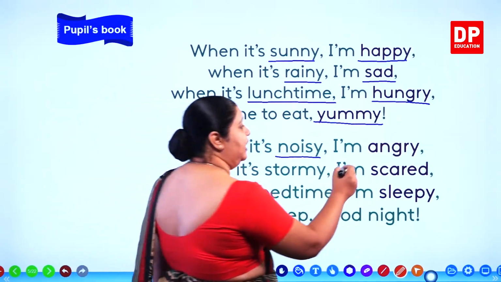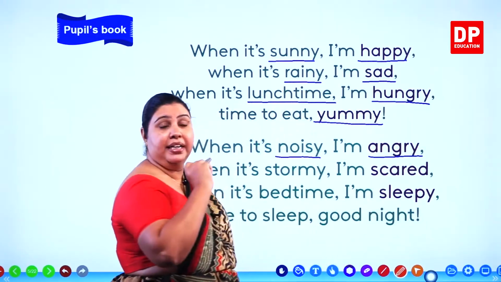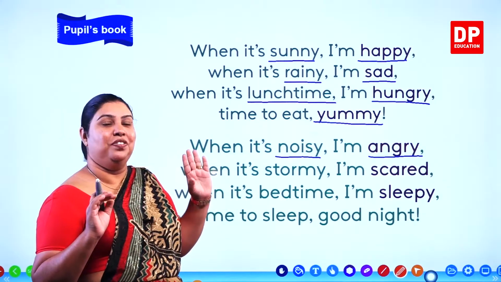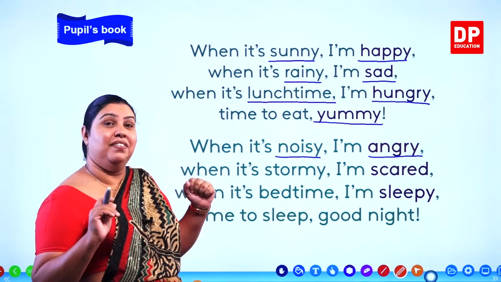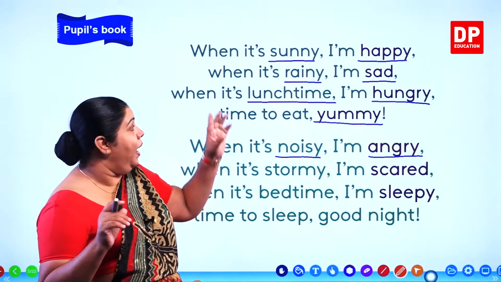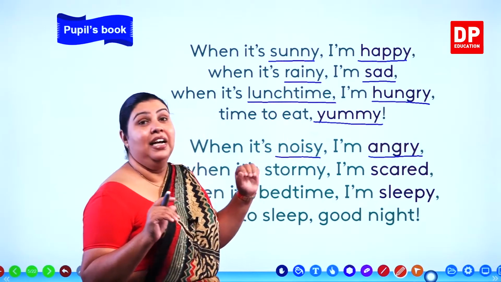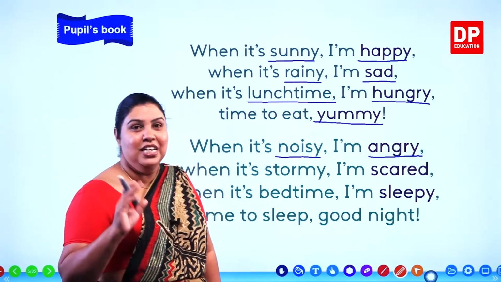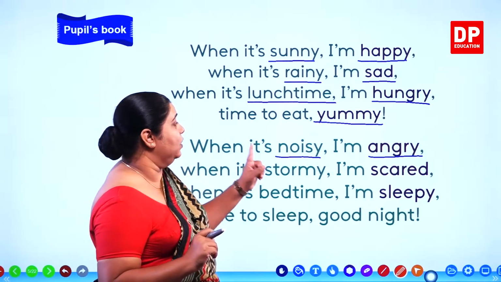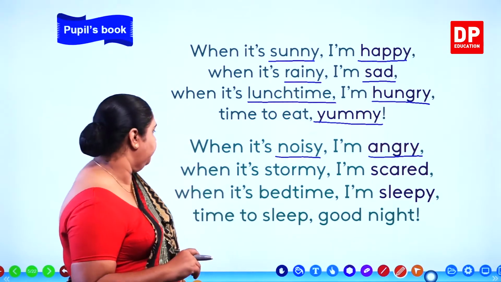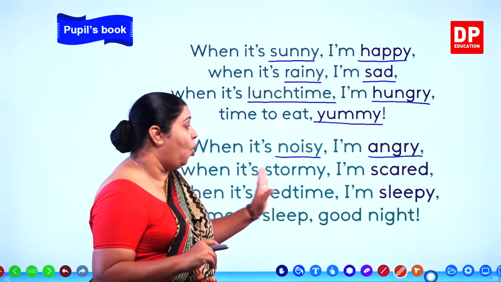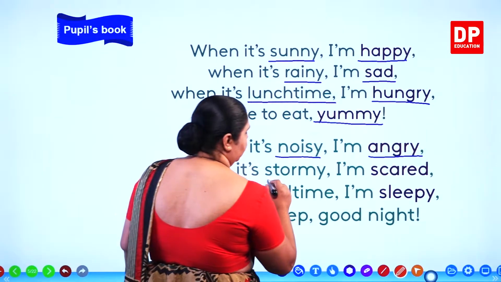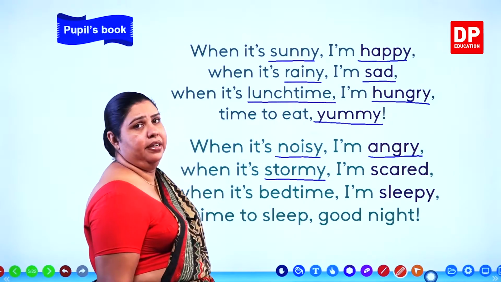Now you have to remember these words, children. That is why I'm underlining the words, because we have questions to answer at the end of the lesson. We have to do our workbook activities. So you have to remember at what times you feel different feelings. According to the poem, we have to answer some questions. So remember that, okay? When it's noisy, I'm angry. When it's stormy, I'm scared. What is stormy? When it's stormy, I'm scared.